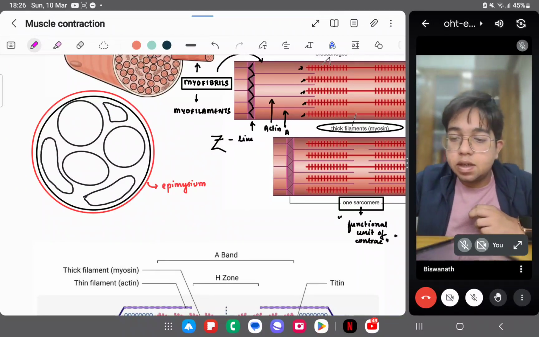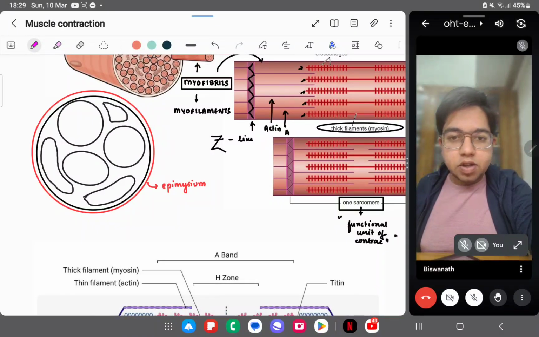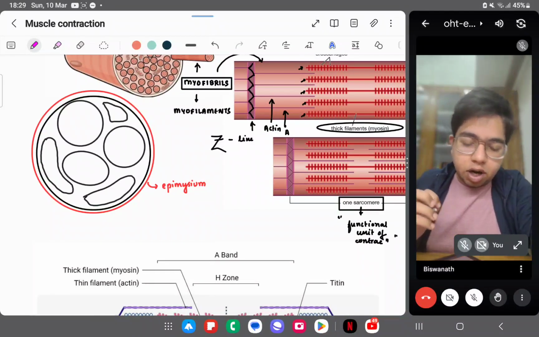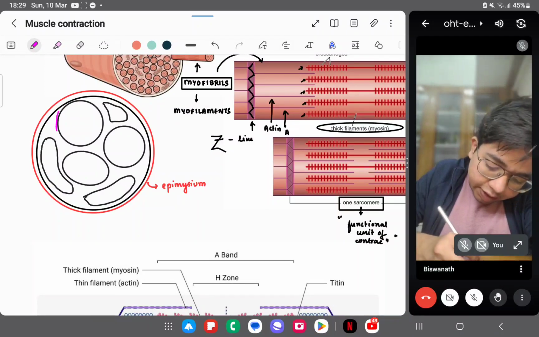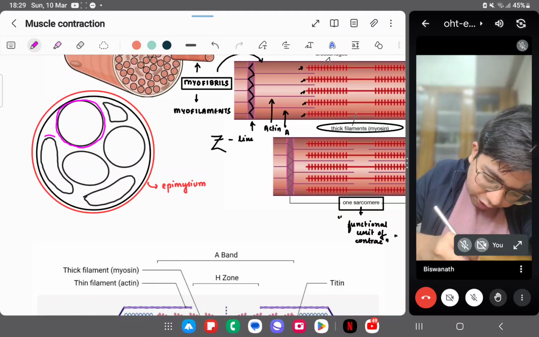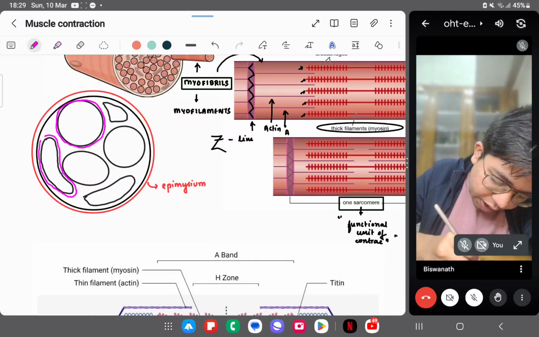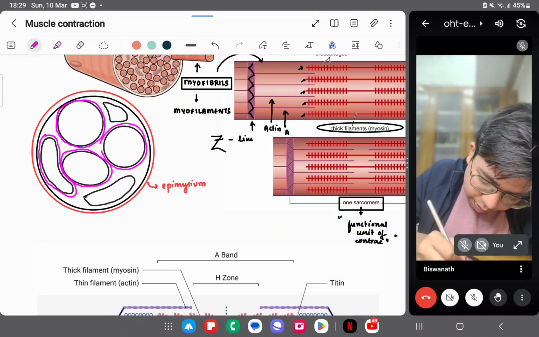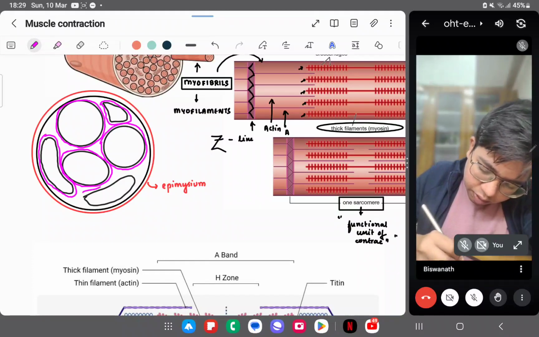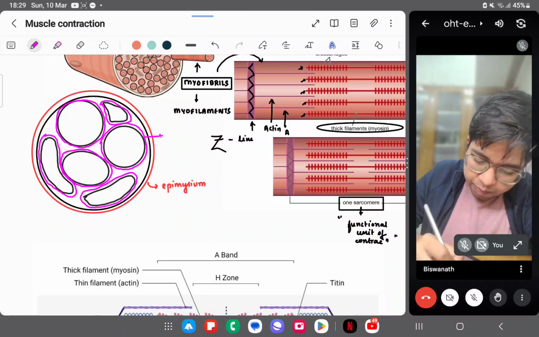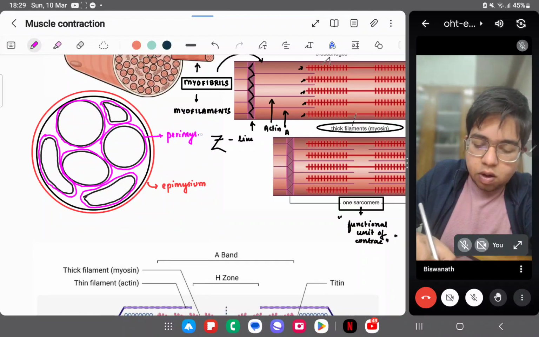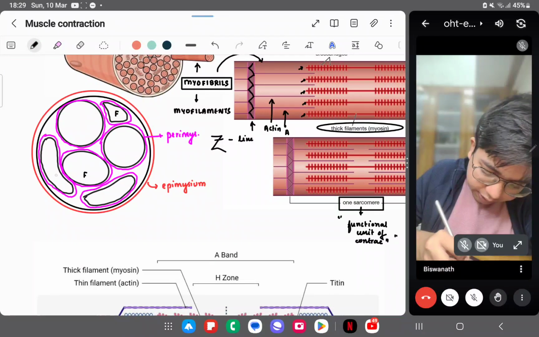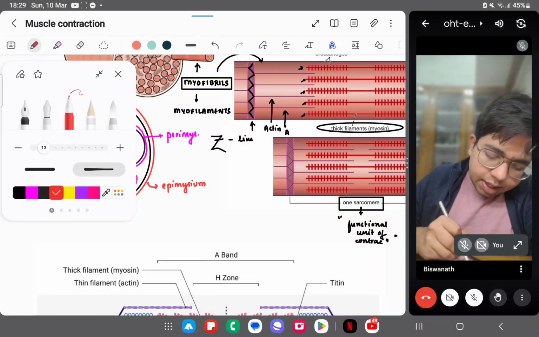This fascicles, just a minute, a call is there. Yes, sir. I was telling that this is your epimysium. These are your fascicles which I have drawn. If these are the fascicles, the surrounding structure of each fascicle, this pink one, will be your perimysium, right? Perimysium. And this is a fascicle.